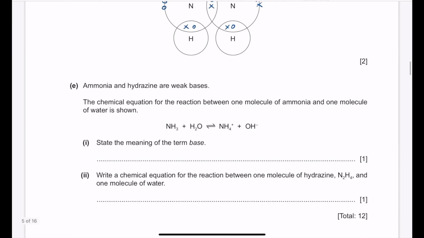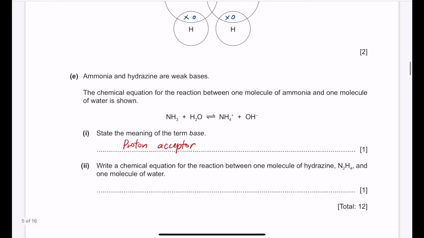Okay, what is meant by the term base again? What is the meaning of base? Remember, base is also called proton acceptor. Okay, so next one, you are asked to write a chemical equation for the reaction between 1 molecule of hydrazine and 1 molecule of water. Hydrazine and water. If you notice, an example is given here. It's mentioned here: ammonia and hydrazine, they are both bases. Even though the base, they are proton acceptors.